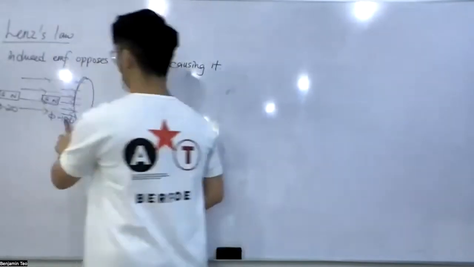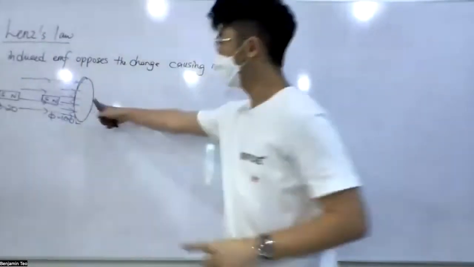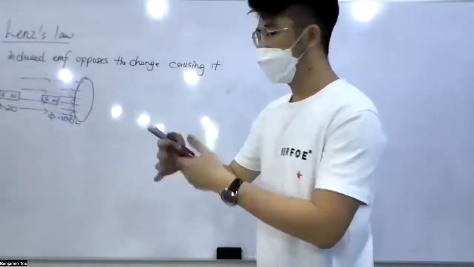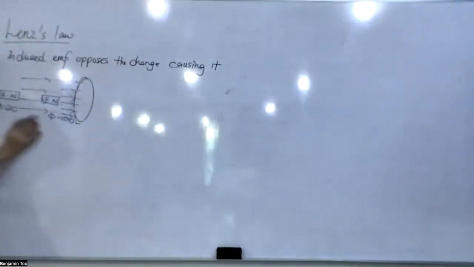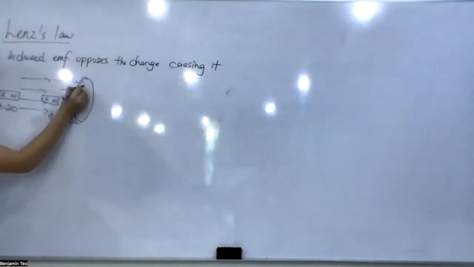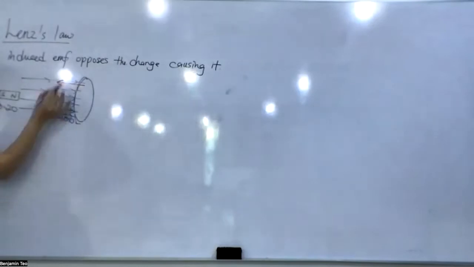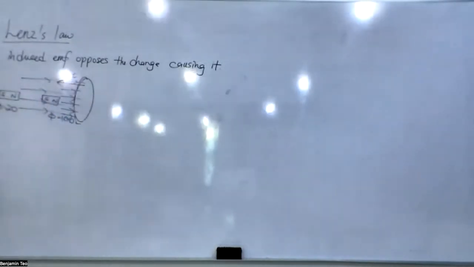So if I increase this one to this one, then what do they do? What does the coil do? They will oppose the change by creating a flux. If I increase from 20 to 100, they want to remain 20. What do they do? They create a flux in the opposite direction, 80. So you have 100, here 80, comes back to 20.